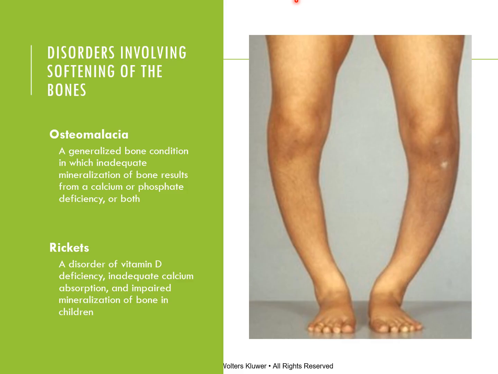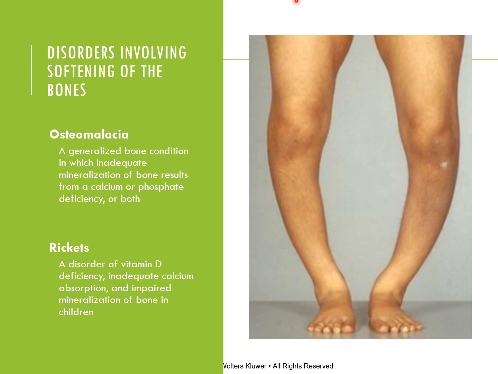Another disorder causing softening of the bone is a condition called rickets. It's also a metabolic bone disease characterized by a failure or delay of calcification in that cartilaginous growth plate in children. So this happens in children whose epiphyses or growth plates have not completely fused.